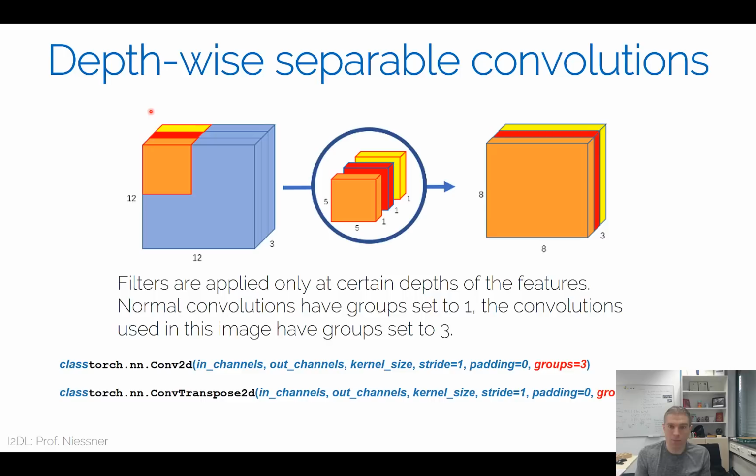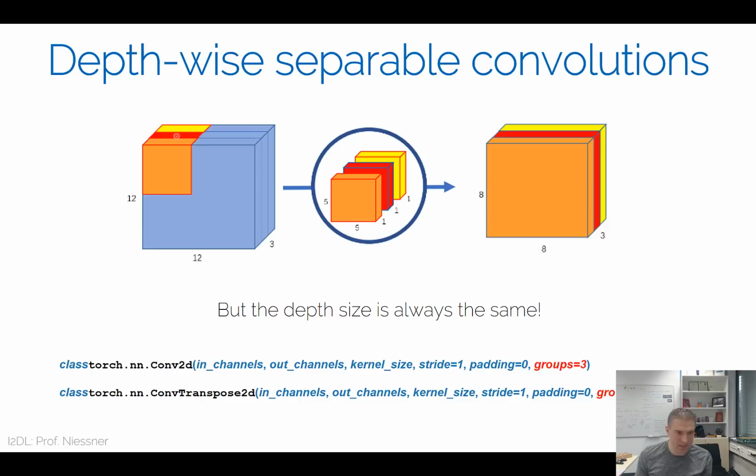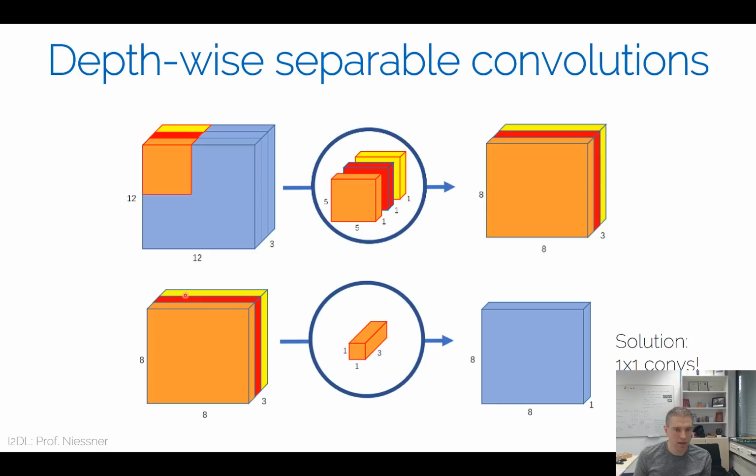The normal convolutions have group set to one, and the convolutions used in this image have group set to 3. It's very straightforward. We're going here from 3 to 3, but we're running a separate conv for different blocks. So it's this depth-wise separate convolution. The depth size is still always the same here, so the input and output depth have to be the same, otherwise this wouldn't work. To fix that, you run a one by one convolution afterwards, so you can change it. And if you combine these two, then you have one conv kernel in a sense.